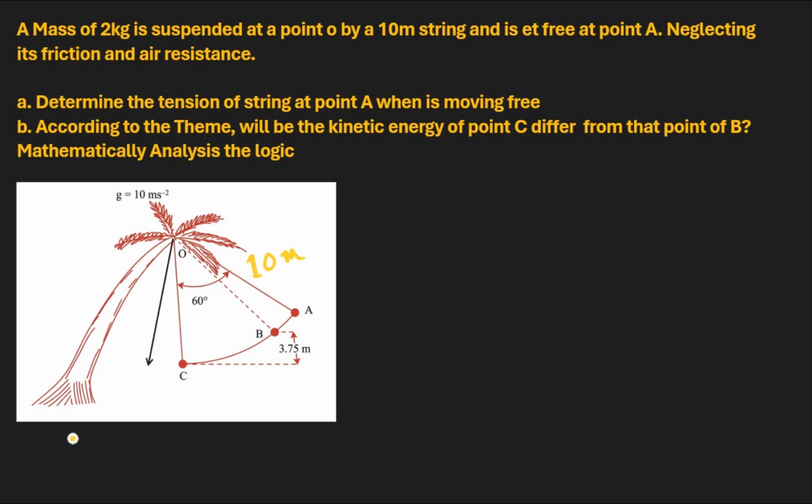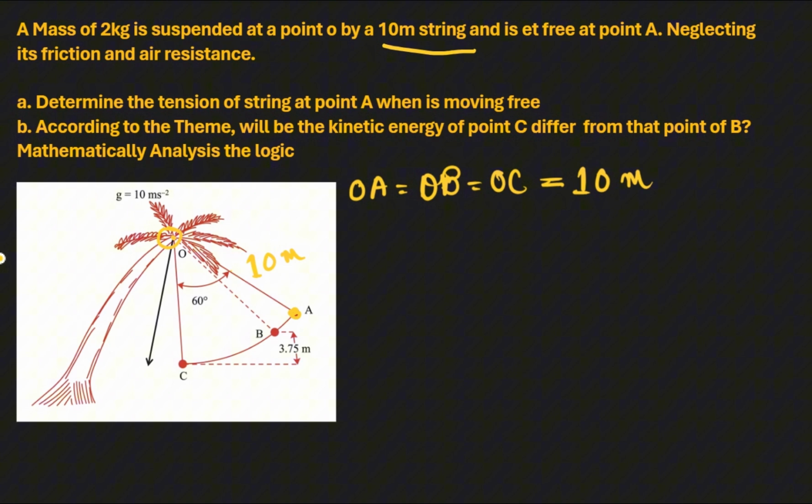The problem: a mass of 2 kilo. Let's say this is the bob, and the mass of this bob is 2 kilo, which is suspended at a point O by the string OA. So here the strings are OA, OB, and OC. OA equals OB equals OC. These three lengths are the length of the string, which is 10 meter, and the angle between COA.